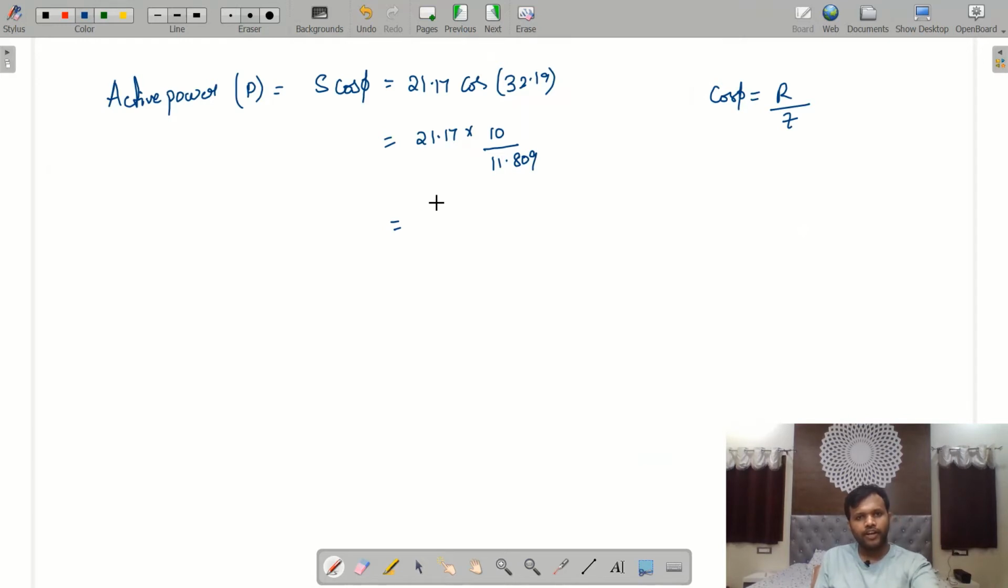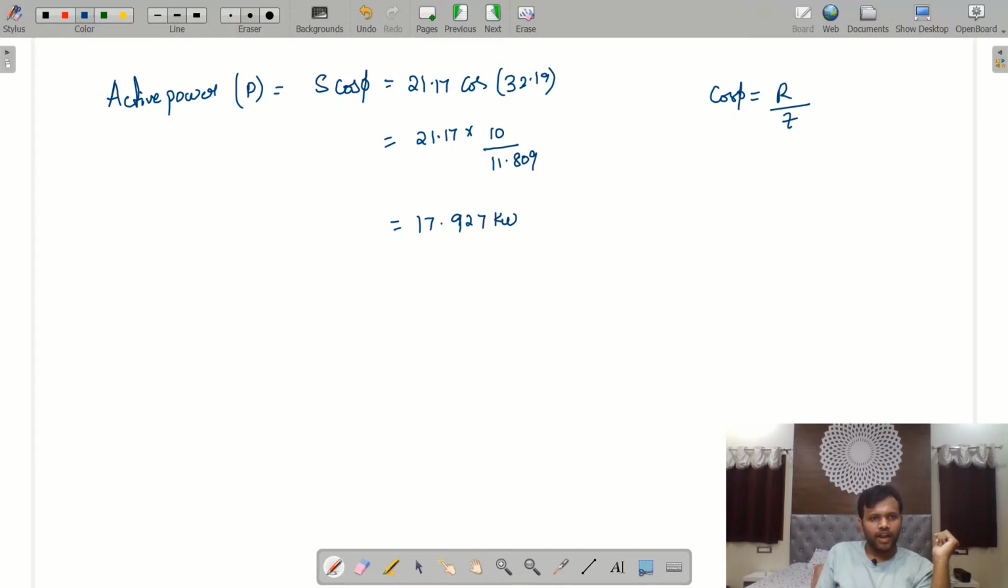11.809. So you will get it as 10 divided by 11.809. Okay, you will get it as 17.927 kilowatts. Units are watts.